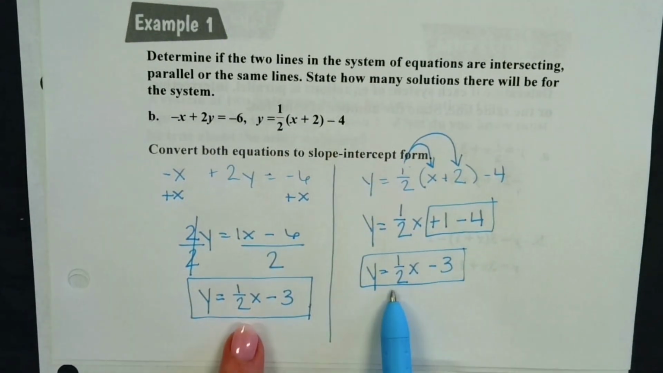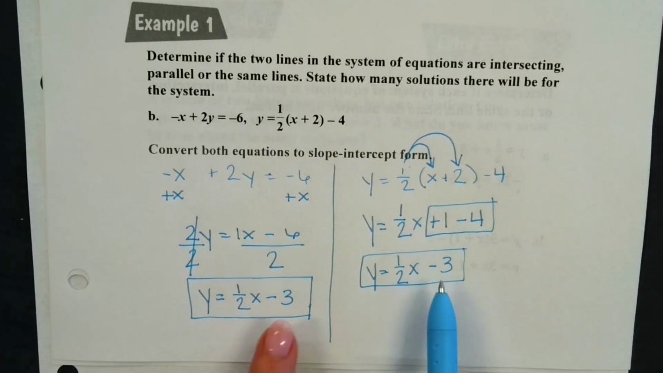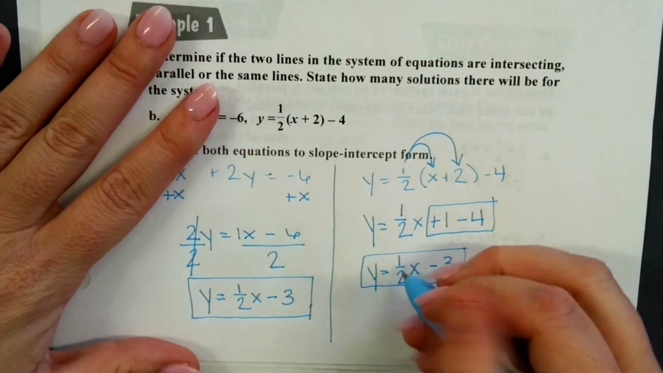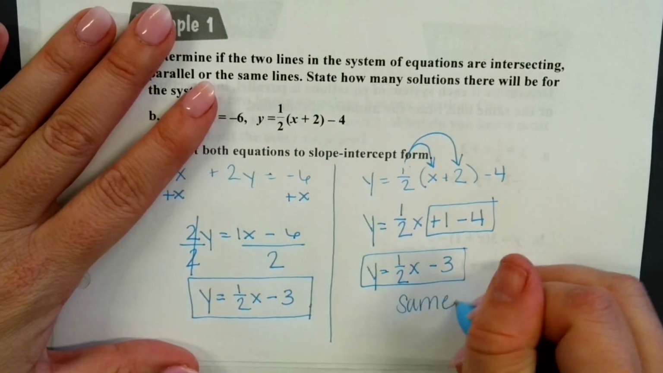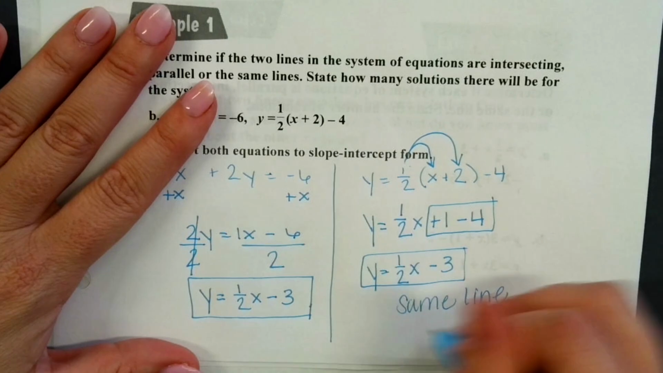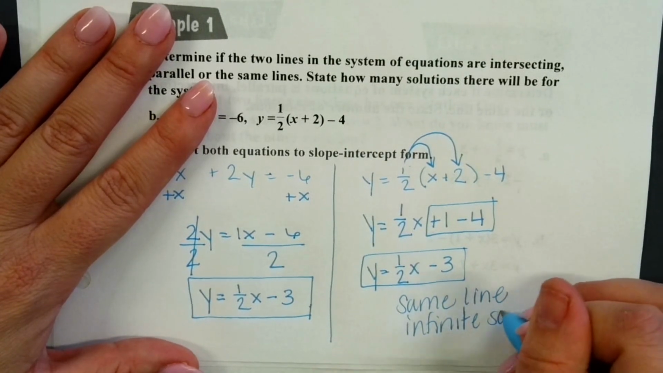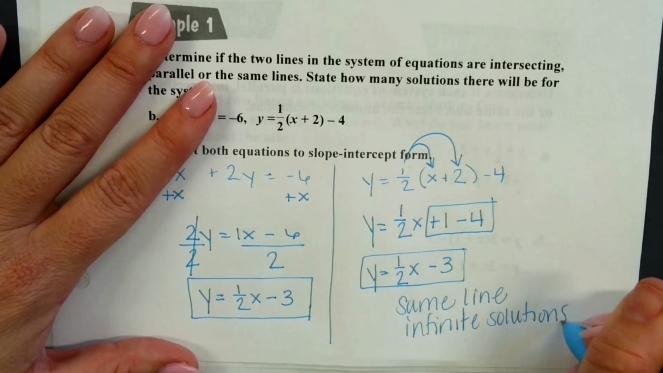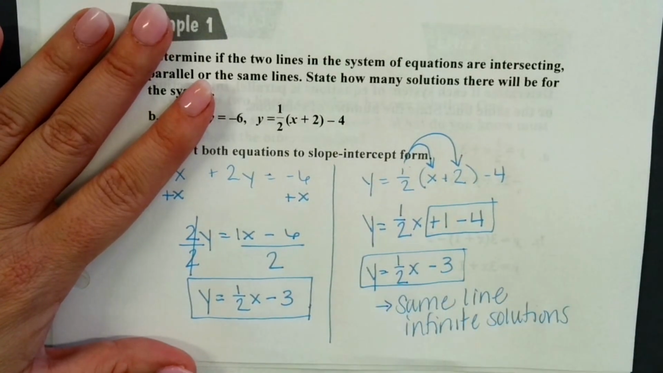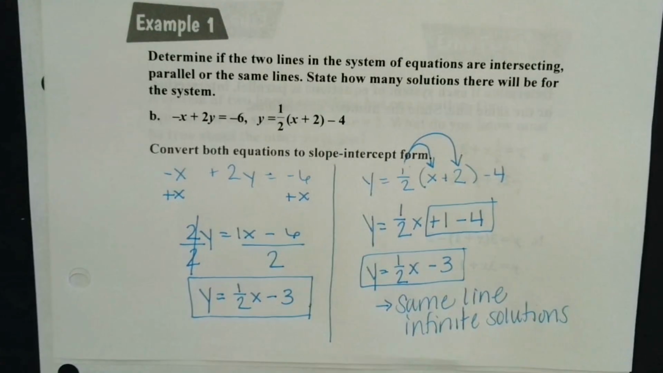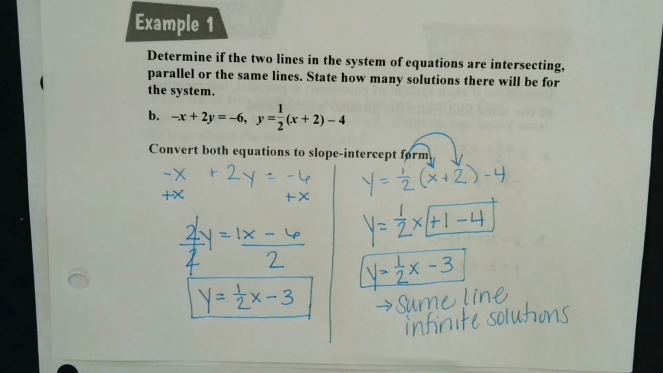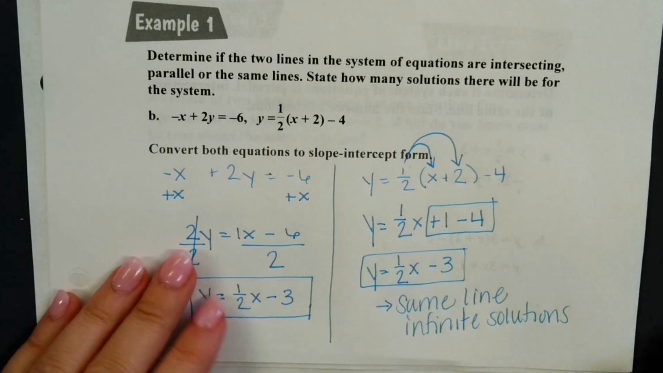So look at your slopes. What do you notice? What do you notice about your y-intercepts? So what can you tell me? Same line. Infinite many solutions. Yep. Smart guy. Same line, infinite solutions. And does that make sense why it's infinite solutions? How many times are those lines touching? All the time. All the time, infinite many. Okay.